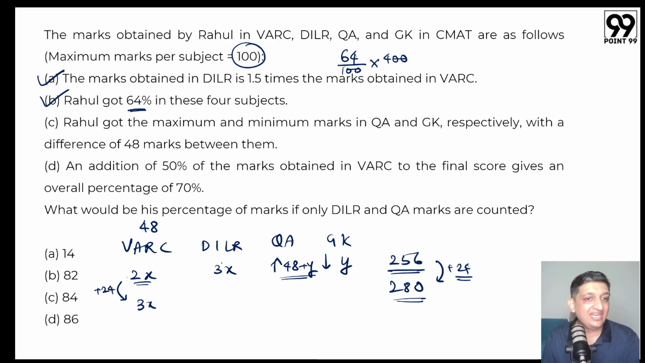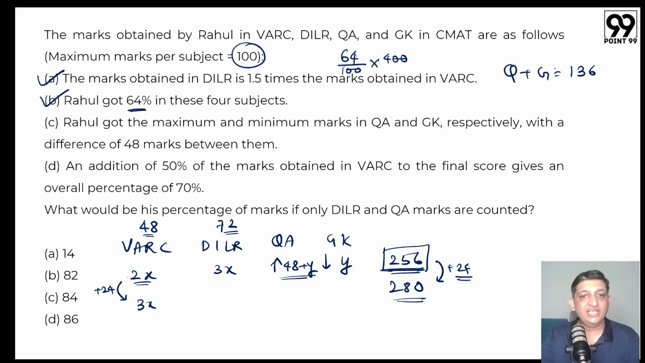So the score in VARC has to be 48 marks. What about DILR? The score in DILR has to be 72 marks. So now we have got 48 and 72 here. 48 plus 72 is going to give me 120 marks. Now the score that he had got was 256. If 120 marks have come from here, what has come from here? I know that QA plus GK is going to be 136.